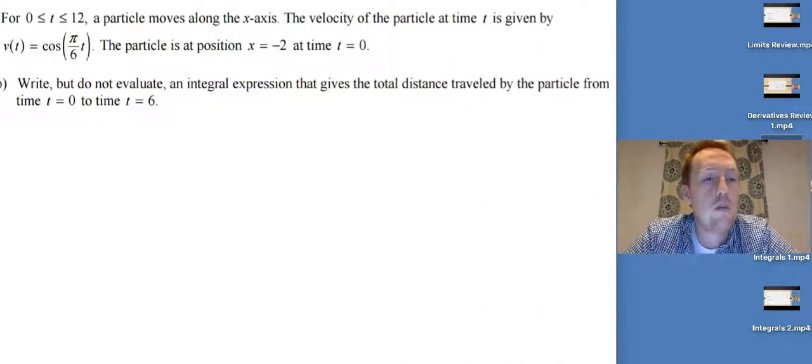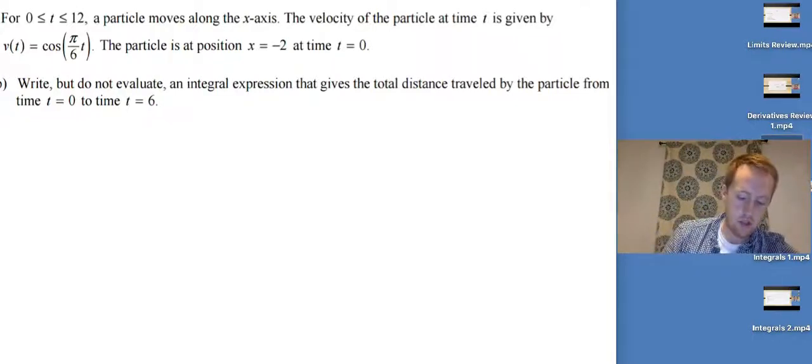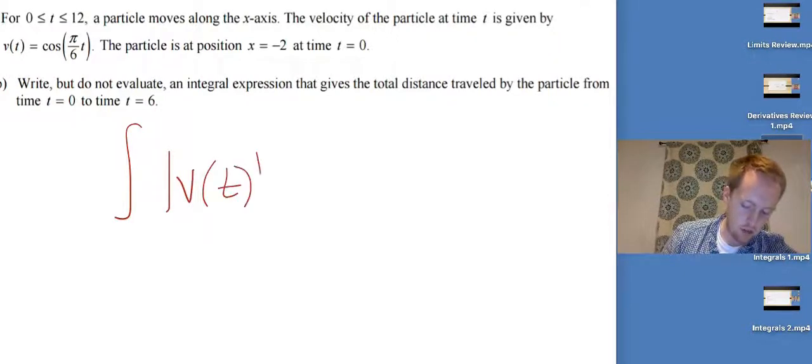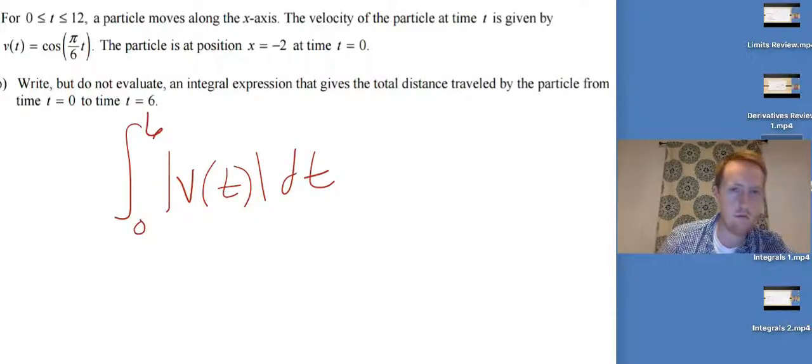For 0 to 12, a particle moves along the x-axis. Okay, same situation. Write but do not evaluate an integral expression that gives the total distance traveled by the particle from time t equals 0 to t equals 6. Well, remember, that's just the integral of the absolute value of velocity, 0 to 6. That's it. That's all you have to do. It was literally that easy.